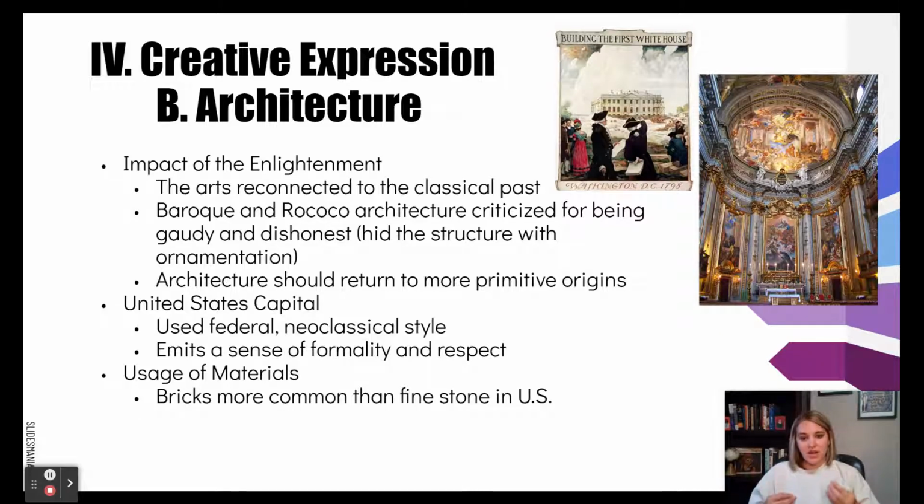But they believed that architecture should return to more primitive origins. So if you look there at the United States Capitol, you can see it looks very formal. This is called the Federal Neoclassical style, and it's emitting the sense of formality and respect. It also affected what types of materials were used. And so in the United States, we see buildings using bricks more typically than fine stone.